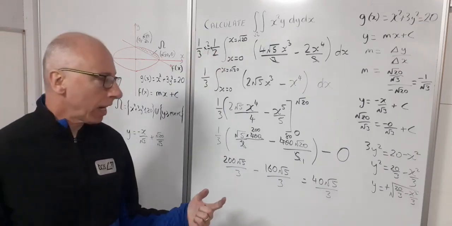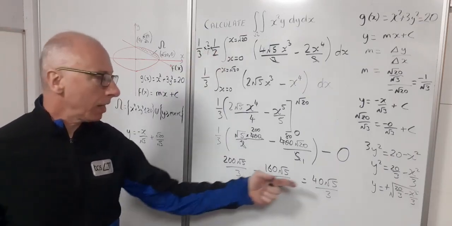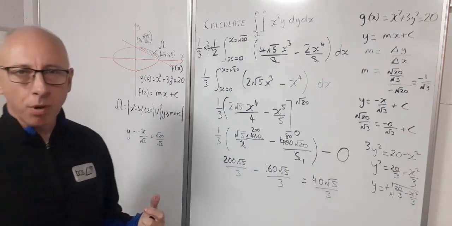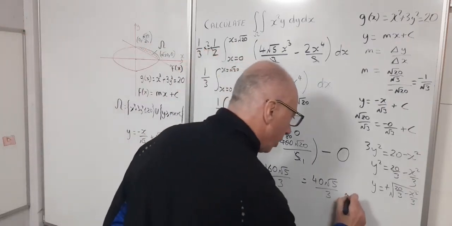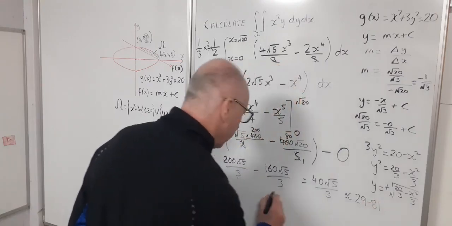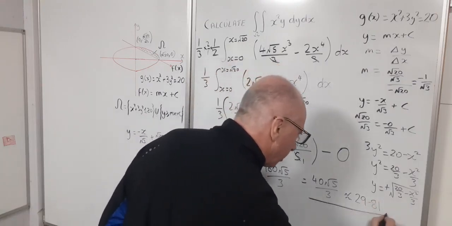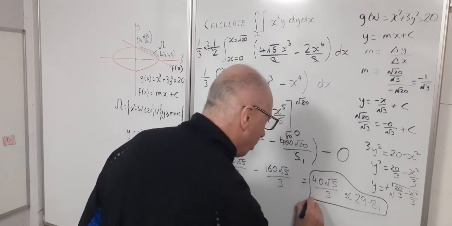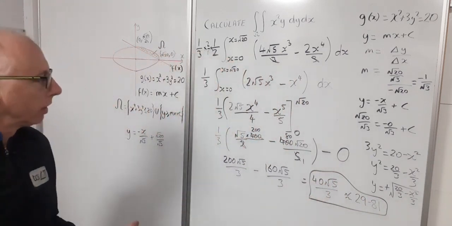Now, if I plug that into a calculator, I'll get an approximate value, as root 5 is irrational. So I'll get approximately 29.81. And that is my answer. And that's our double integration taken care of.